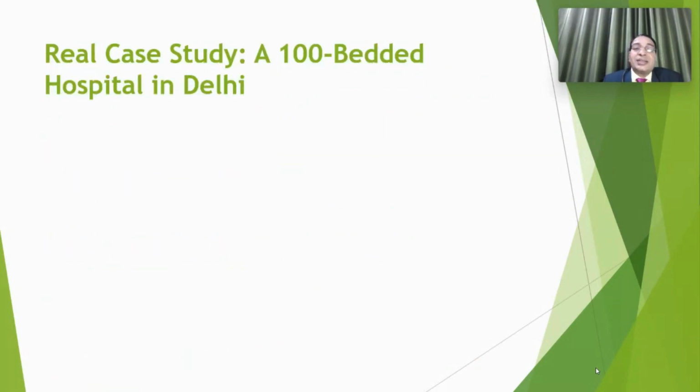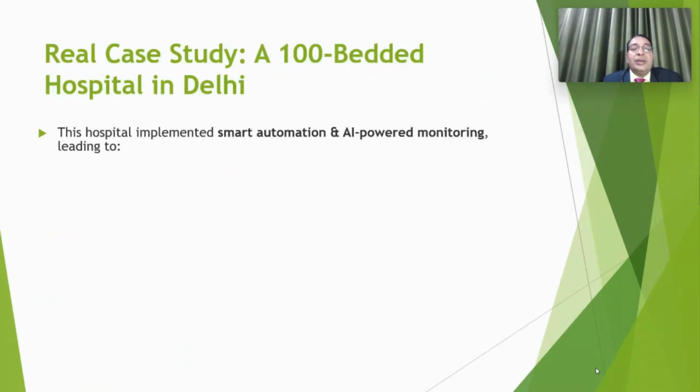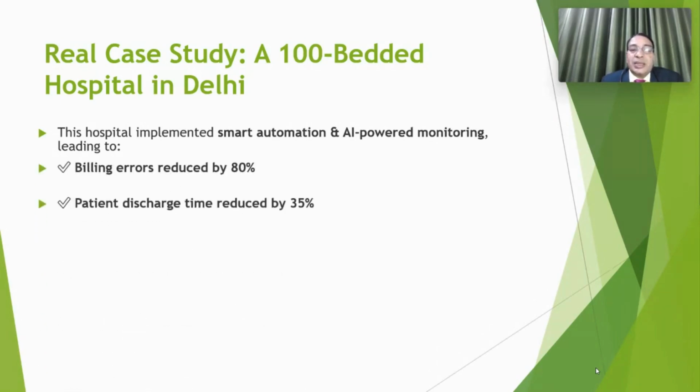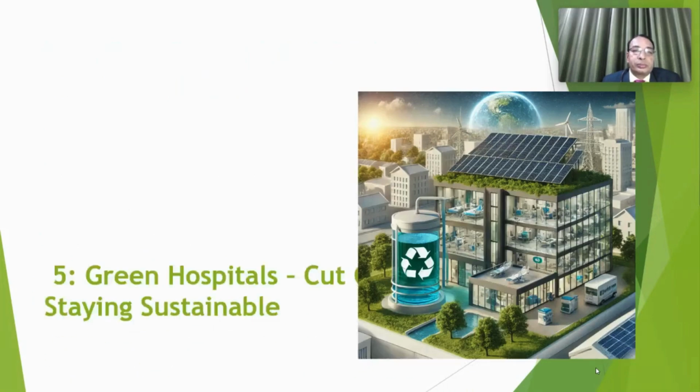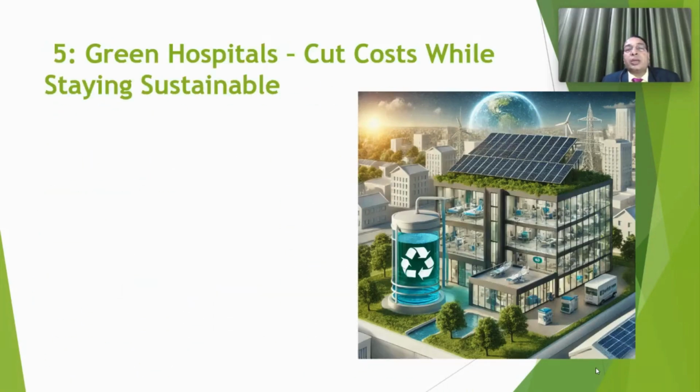Next is the smart hospital: automate to reduce cost and improve patient flow. Smart hospitals leverage technology like electronic medical records and AI-based patient monitoring to reduce paperwork and human errors. Automated appointments and scheduling will reduce patient wait time by 30%. Digital billing and contactless payment will eliminate revenue leakages.